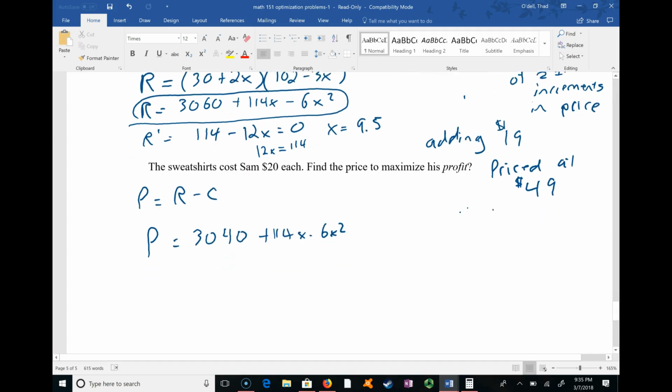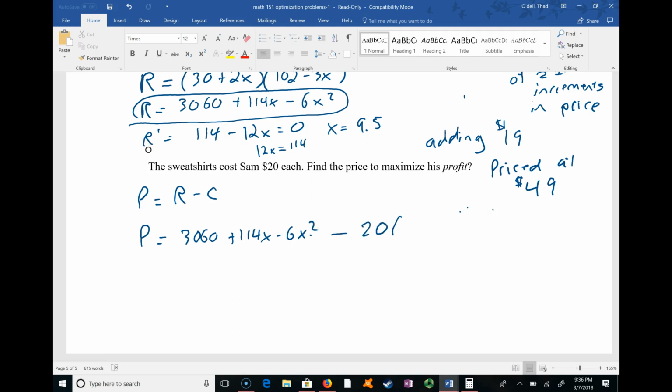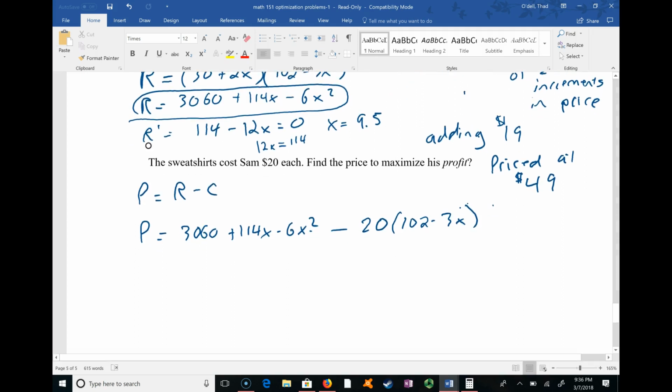So notice when we take the derivative here, we get the same thing, don't we? So it wouldn't change the, oh, what am I doing? That was embarrassing. Okay, forget what I just said. The cost would be actually $20 times the number of shirts. So this would be 3060 plus 114x minus 6x squared minus $20 times the number of t-shirts, which would be 102 minus 3x. So that is going to be different.